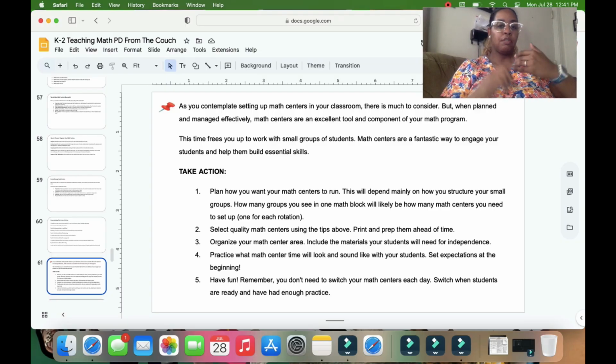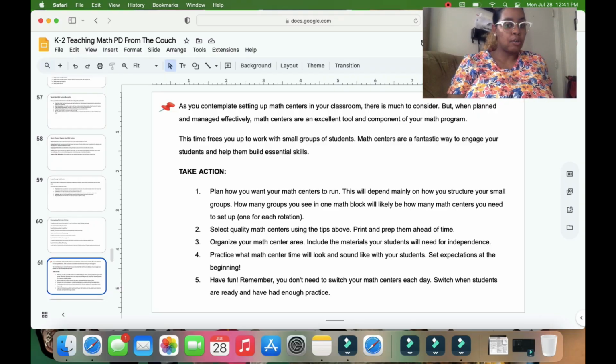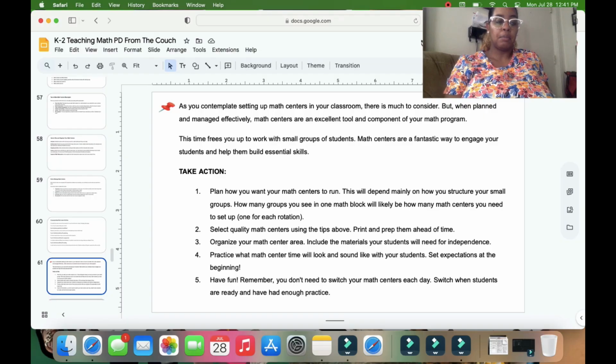But when planned and managed efficiently, math centers are an excellent tool and component of your math program. So this will free up your time to work with small groups and things like that. Math centers are a fantastic way to engage your students and help them learn the essential skills.